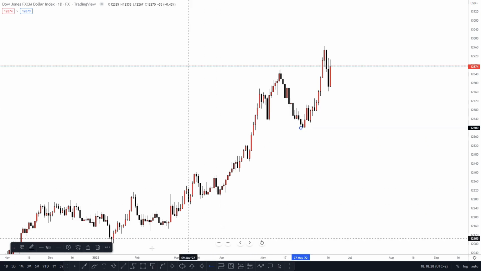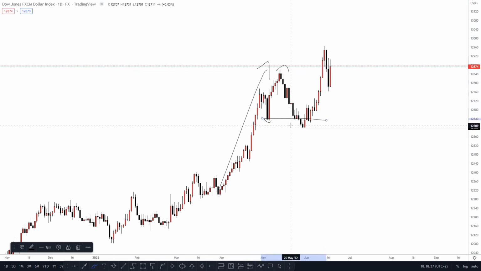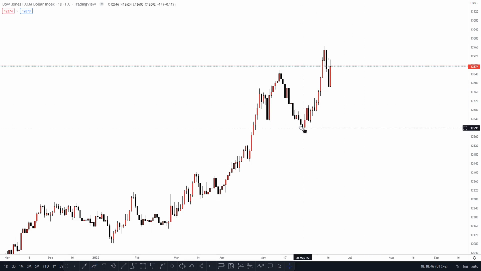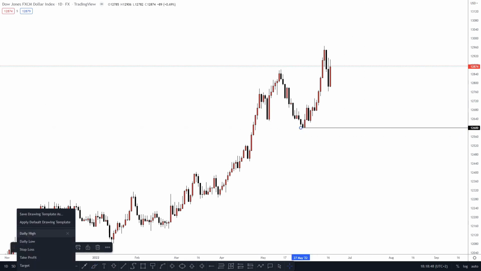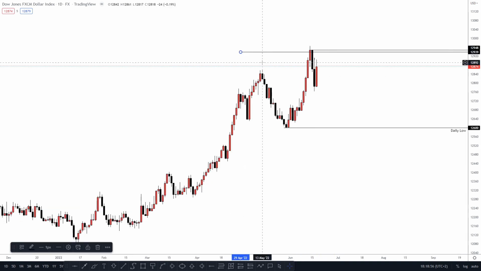As you can see, we've been in a bullish market, and we had a higher low and a higher high, but we had a bit of a double bottom or fake out, and price pushed to the upside. From there, this is our daily low, and this is also our daily low. This gives us our daily high.